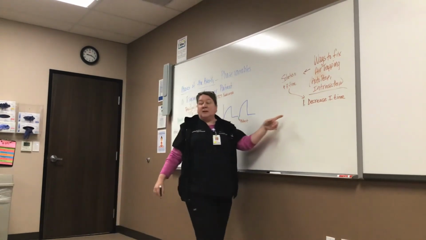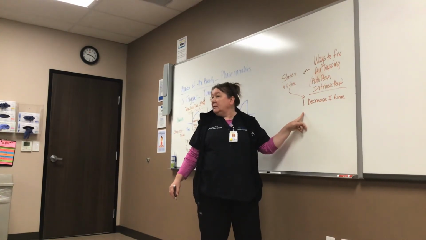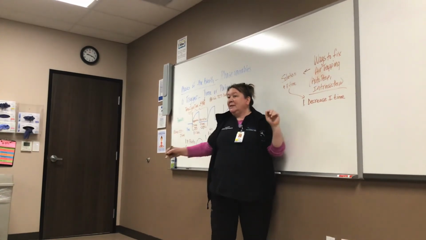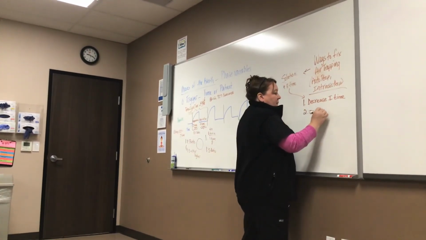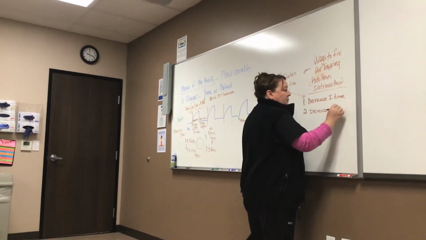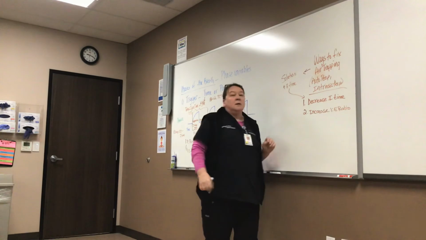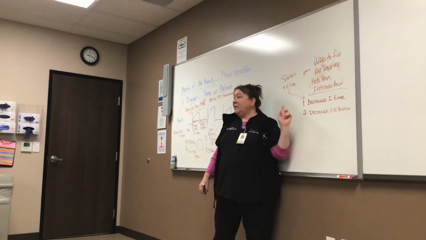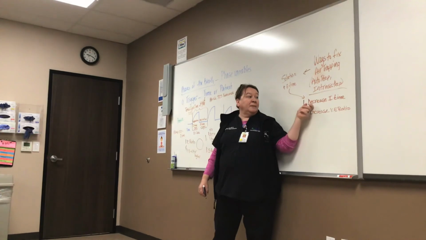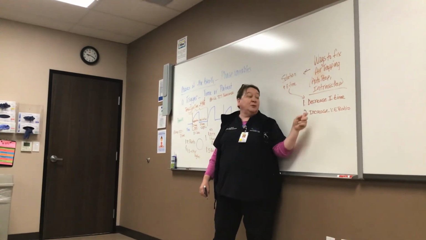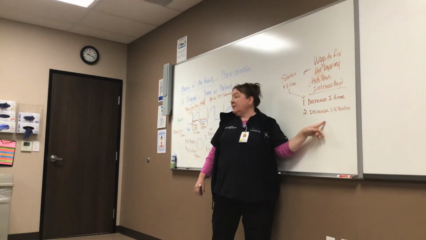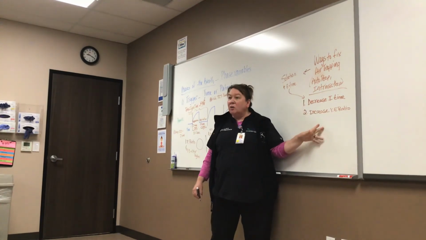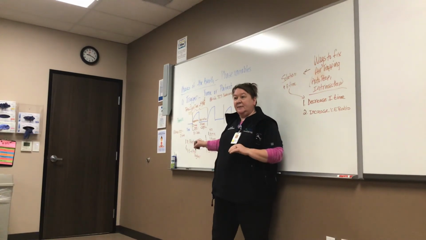So what's another way I can fix air trapping? Increase the ratio. What you'll find is depending on the vent that you're working on, you might be able to change the I time, but you might not be able to, and you have to change the ratio, because every vent is different. That's just the way it is, don't blame me, I didn't make them. Some vents let you change the I time, some vents change the ratio, and by changing the ratio, you change your I time. Does that make sense?